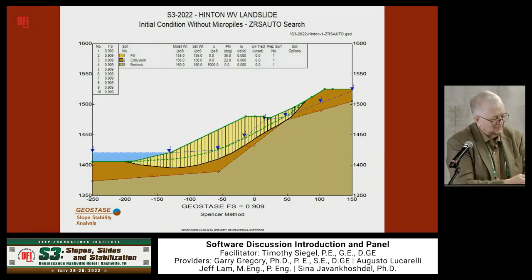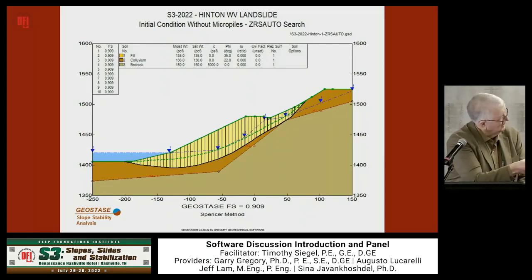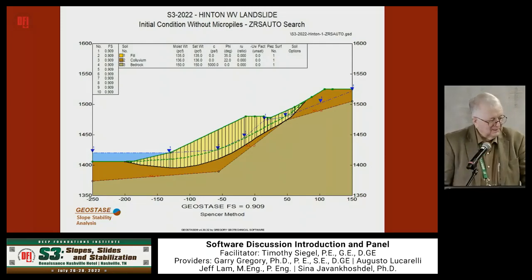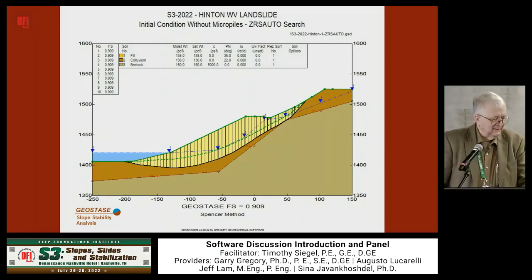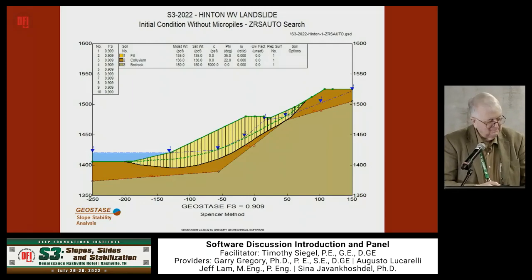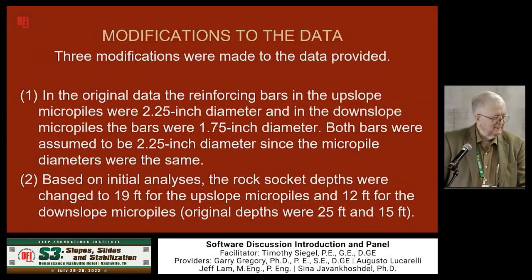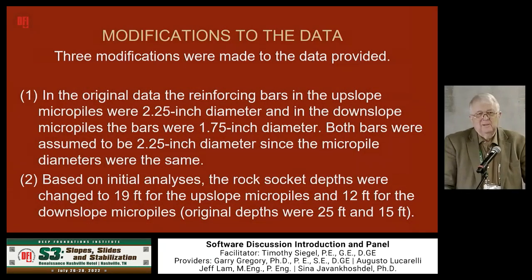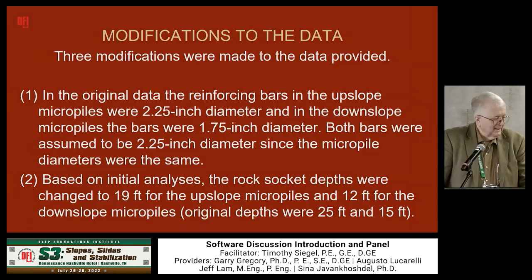And of course, this shows the groundwater and so forth. And so I got a factor of safety of 0.909, which is a little low for the back calculation, I thought. But anyway, let's talk about the modifications that I made.